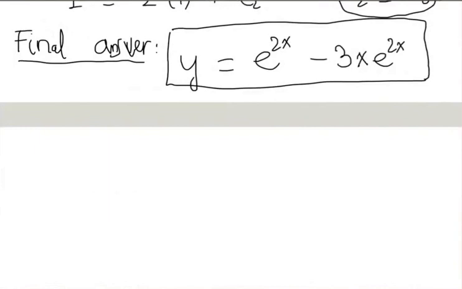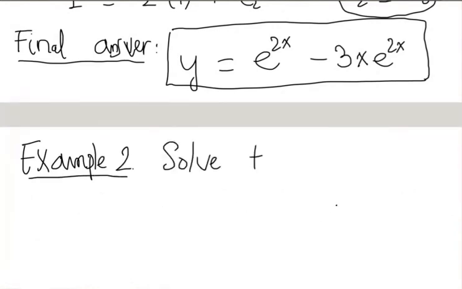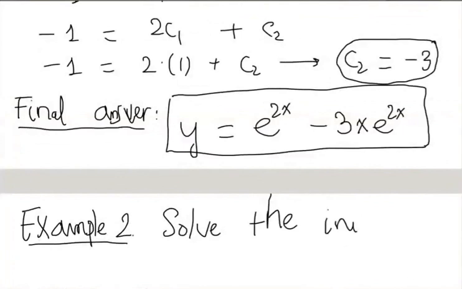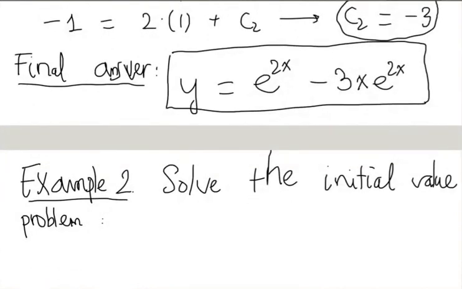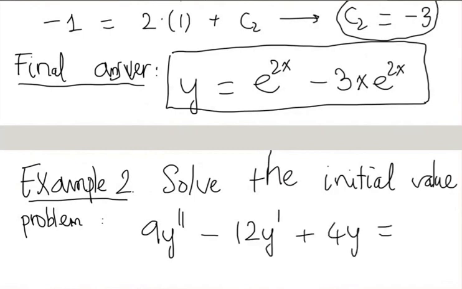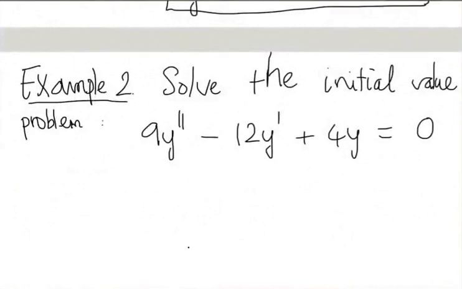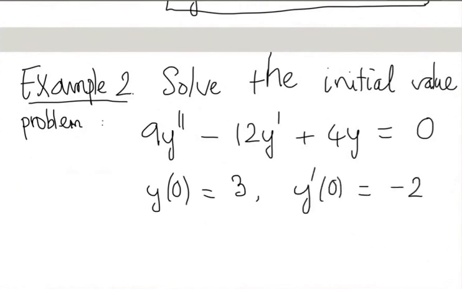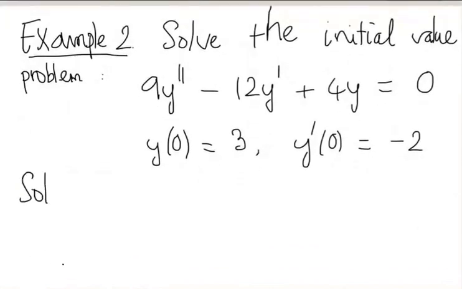Now let us look at another example. Solve again the initial value problem: 9y double prime minus 12y prime plus 4y equals 0, with initial conditions y(0) equals 3, y prime(0) equals negative 2. You may pause the video and try this problem yourself.